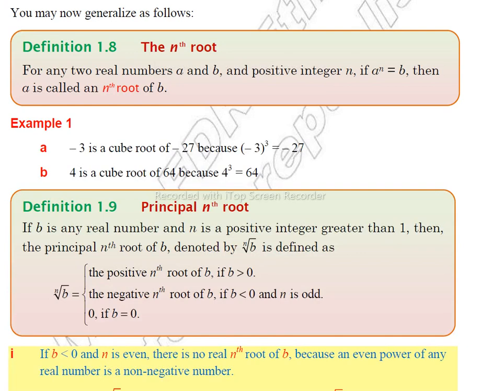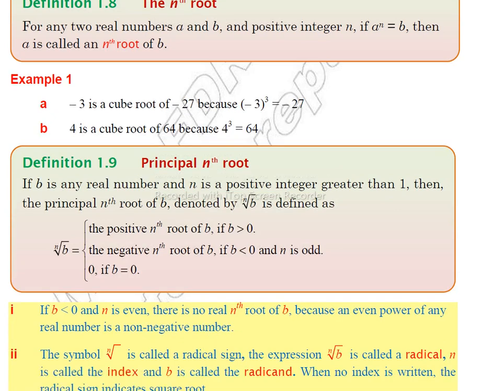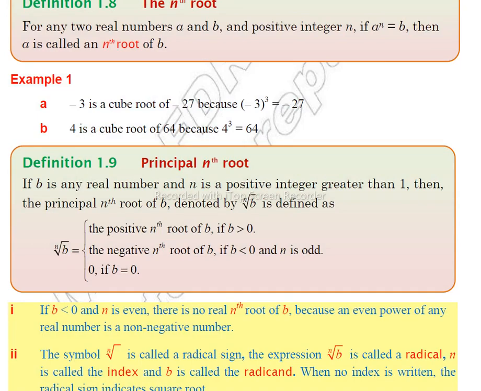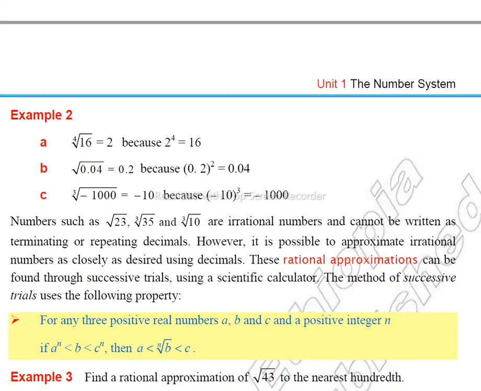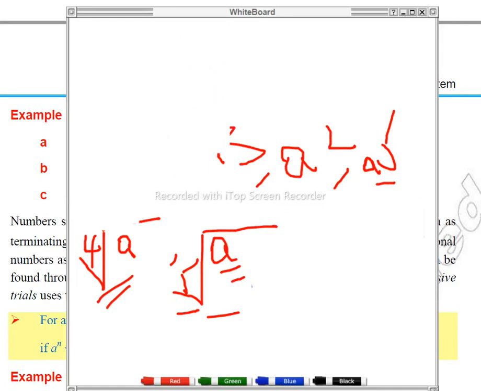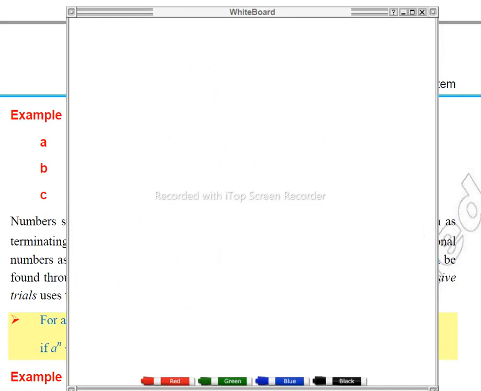This is the same as this definition, but sometimes when n is negative, when root of b is negative, n must be odd, because when we multiply odd negative numbers by each other, they give an odd number. For example, you can take some examples.